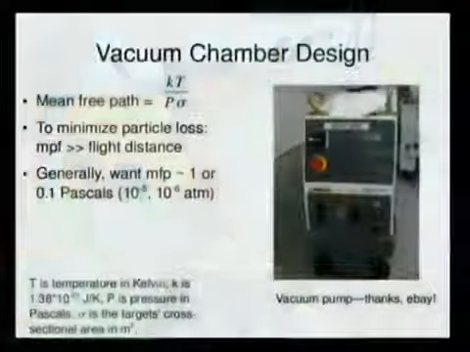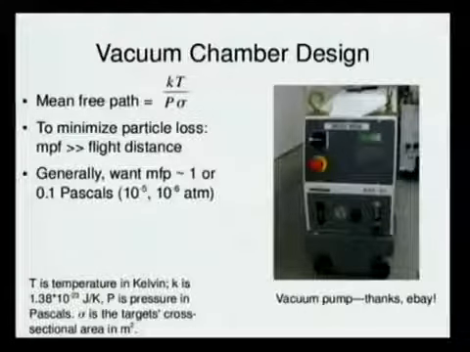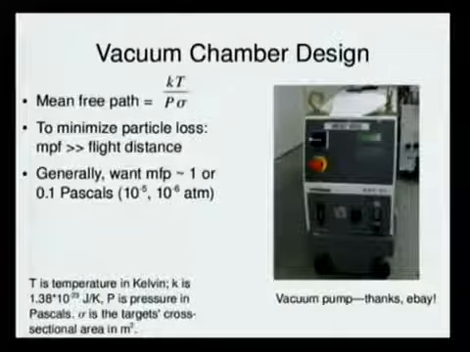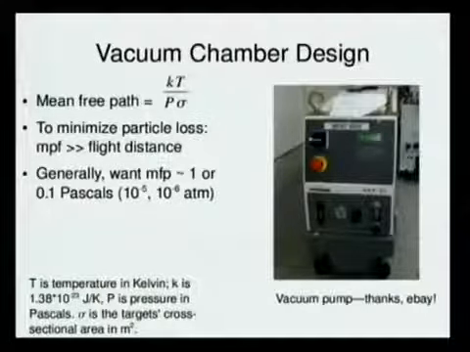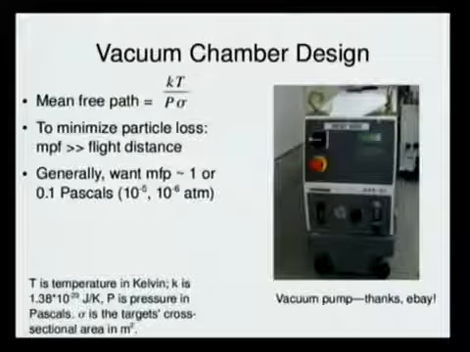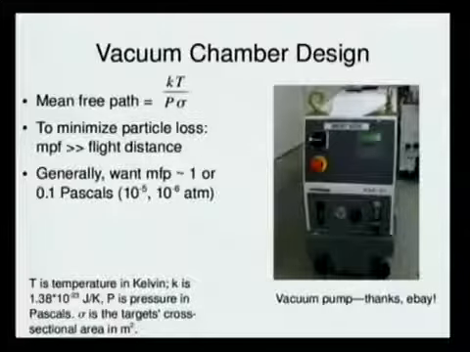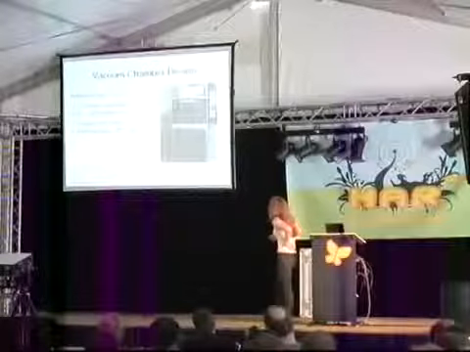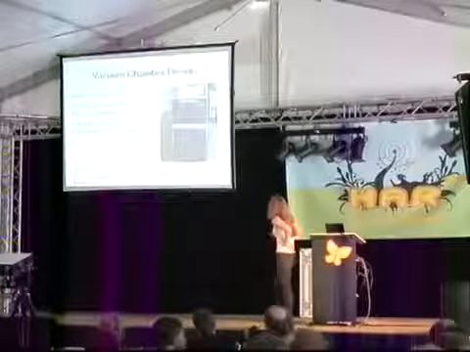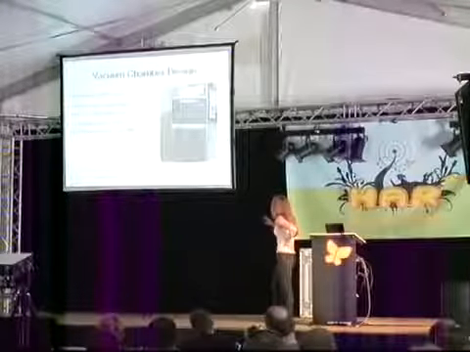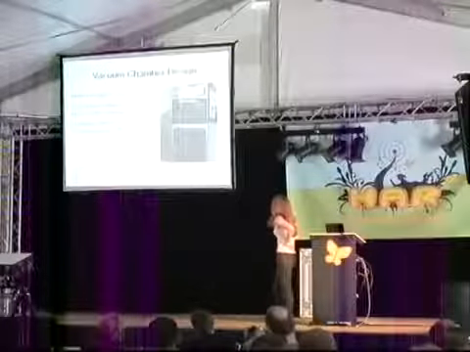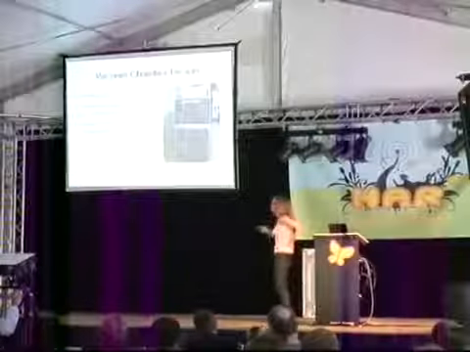Okay, so there's the mean free path equation again. To minimize particle loss, you want your mean free path to be significantly greater than the flight distance, like an order of magnitude, 2 orders of magnitude would be ideal if you can get it. Though it's tricky to get because it's expensive to get vacuum pumps that are good enough. So you want your vacuum pressure to be around 1 or 0.1 pascals, which in atmospheres is 10 to the minus 5, 10 to the minus 6.